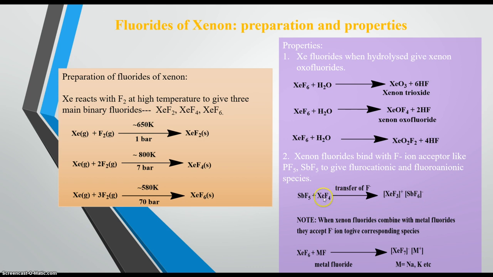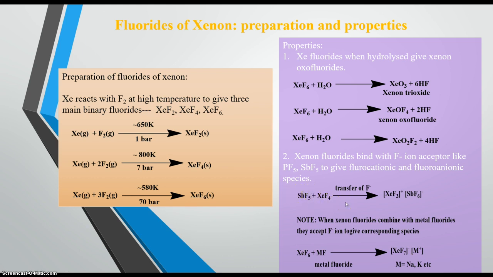Now what is happening behind in this reaction? Actually, one fluoride ion is transferred from XeF4 to SbF5. If one fluoride ion is eliminated from XeF4, it becomes XeF3+, and if the fluoride ion is added to SbF5, it becomes SbF6-. So this is mainly the transfer of fluoride ion from XeF4 to SbF5. Why is it happening? Because SbF5 is a good fluoride ion acceptor.